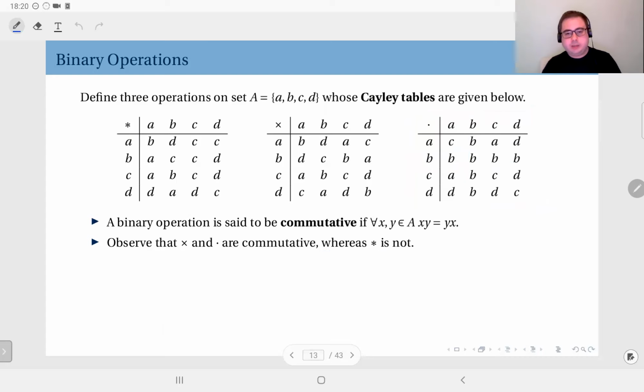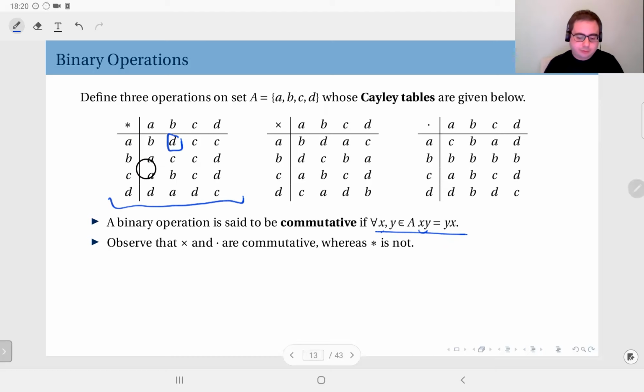Okay, so finally we are defining the commutative property. Of course, a binary operation is commutative if for all x, y in the set A, xy equals yx. That means the order you apply the operation doesn't matter. If you get the same result, we call the operation commutative. Of course, as we have discussed just now, star operation is not commutative. B star A and A star B are different, for instance. Therefore, star operation is not commutative.